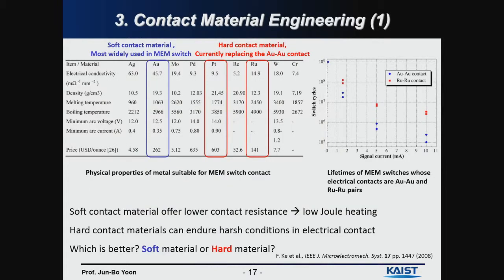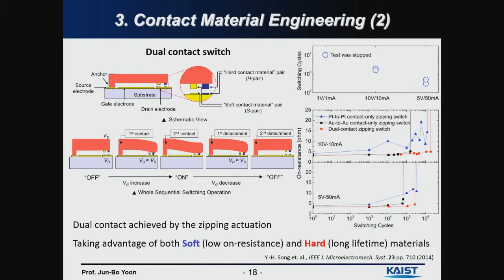Another approach is to use a different contact material. As we know, gold is the famous material that can give you very low contact resistance. However, it is soft, so the lifetime is not good. Whereas some researchers have been using platinum or ruthenium, which are hard materials that can give you a very long lifetime, but they have a higher contact resistance. So which one is better, soft material or hard material? Actually, we can use both.